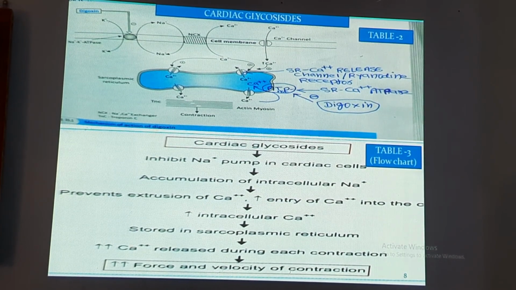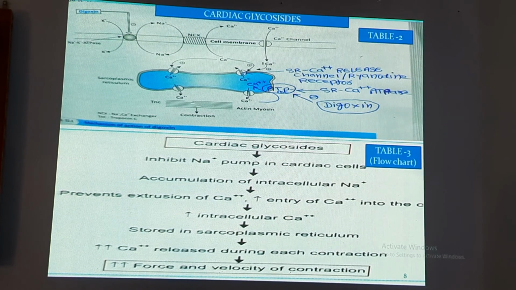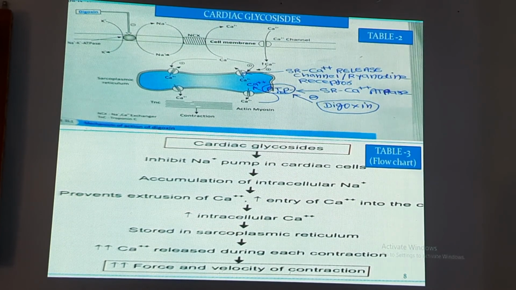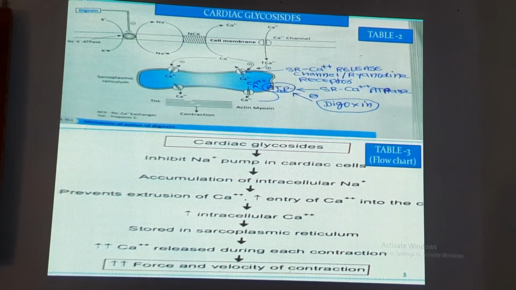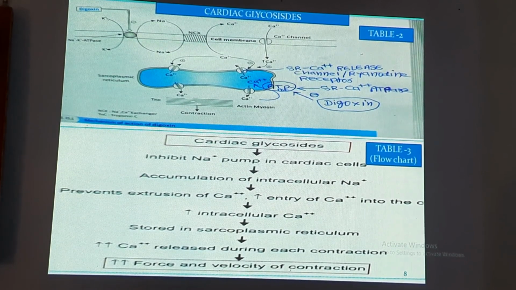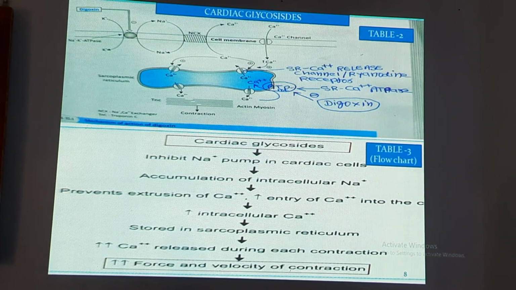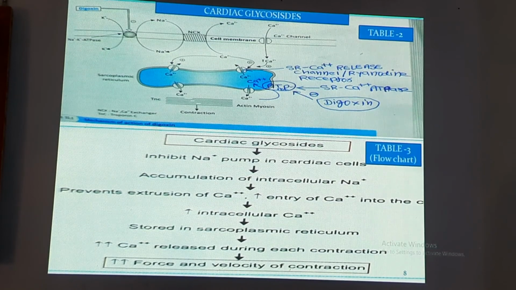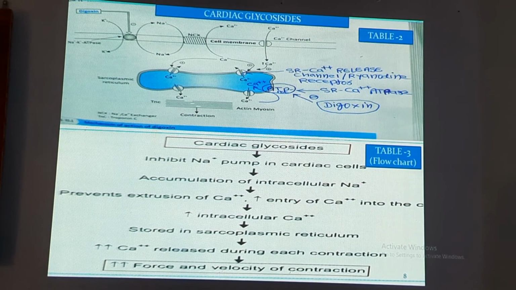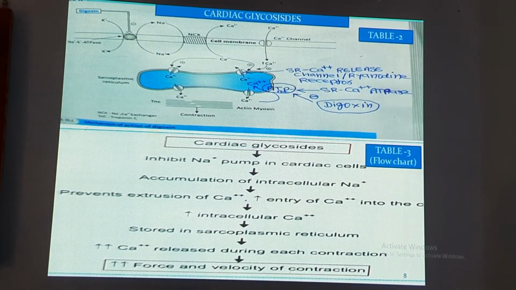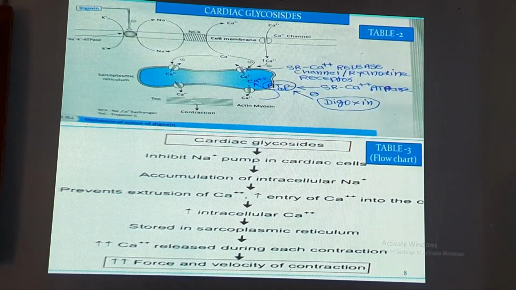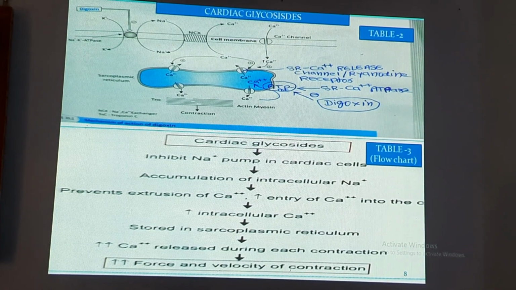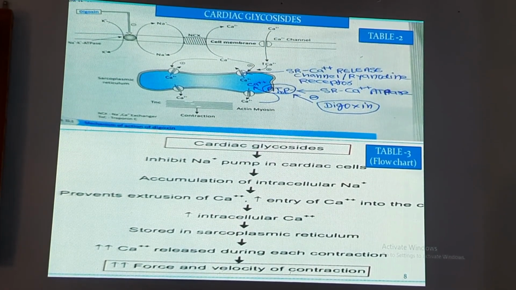Sodium moves outside and potassium ion moves inside the cell. And this is shown on the left side of the upper diagram, in the left topmost corner, where the influx of potassium as well as the efflux of sodium ion has been shown. So this is the sodium potassium ATPase pump.